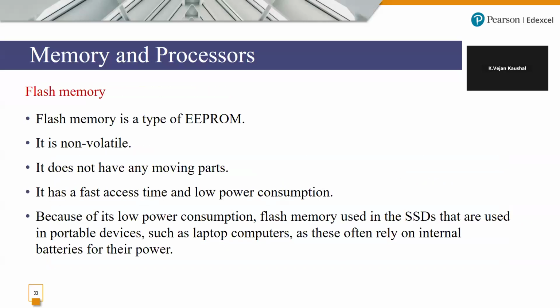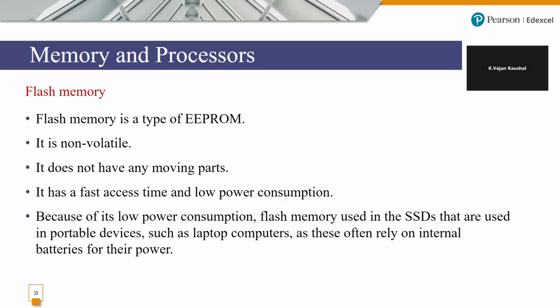Then flash memory is like that. I will show, that is a type of electrical erasable programmable ROM. It's non-volatile, it can store data. If you lose the power, it's not deleted. It doesn't have a moving part, so its power consumption is also low. We can access it very fast. We know, just like the flash drive we are using. It can also be used in portable devices.